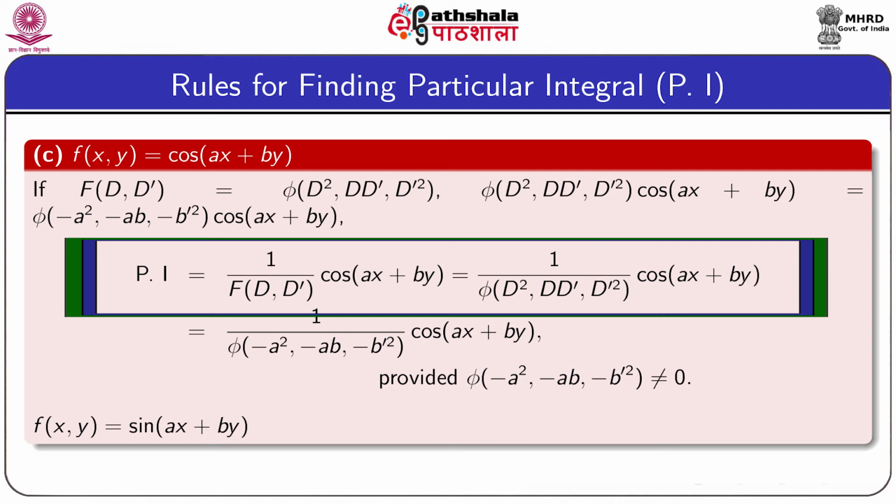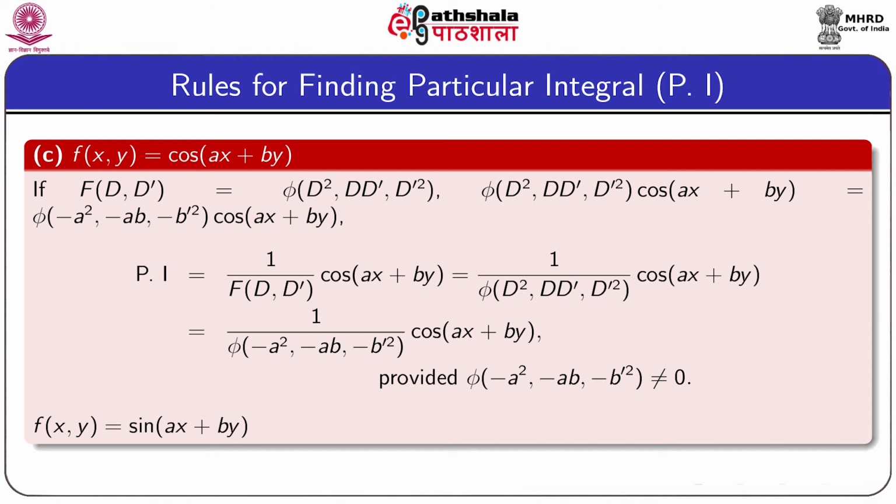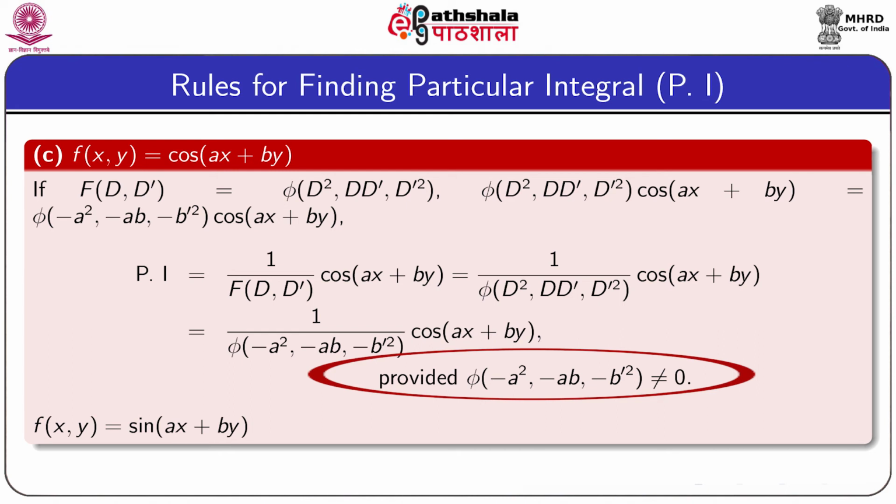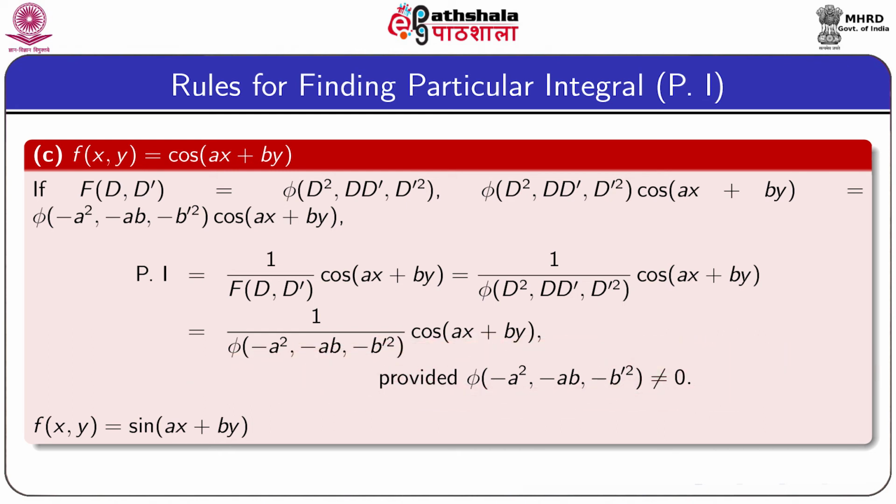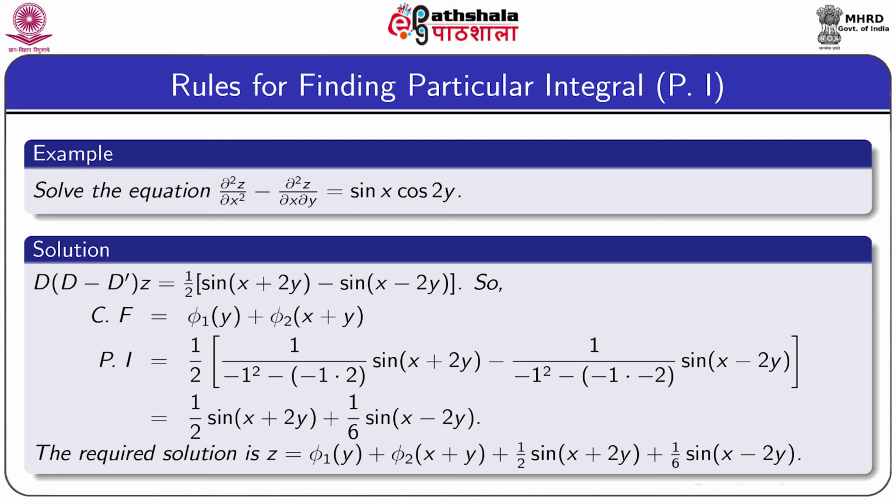So, the particular integral is 1 by F operating on cos(ax plus by). So, this equals 1 by phi operating on cos(ax plus by). So, that equals 1 by phi of minus a square, minus ab, minus b square, times cos(ax plus by), provided phi of minus a square, minus ab, minus b square is not equal to 0. The same rule is applicable when there is a sine function instead of a cosine function. So, here is one example.